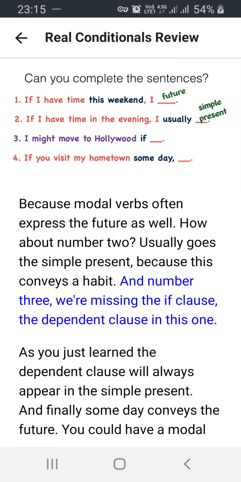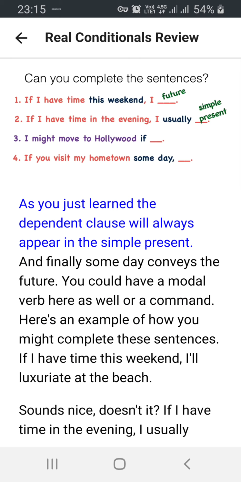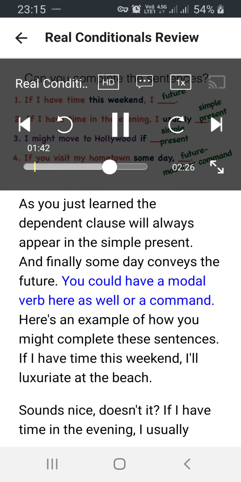And number 3, we're missing the if clause, the dependent clause in this one. As you just learned, the dependent clause will always appear in the simple present. And finally, someday conveys the future. You could have a modal verb here as well, or a command.